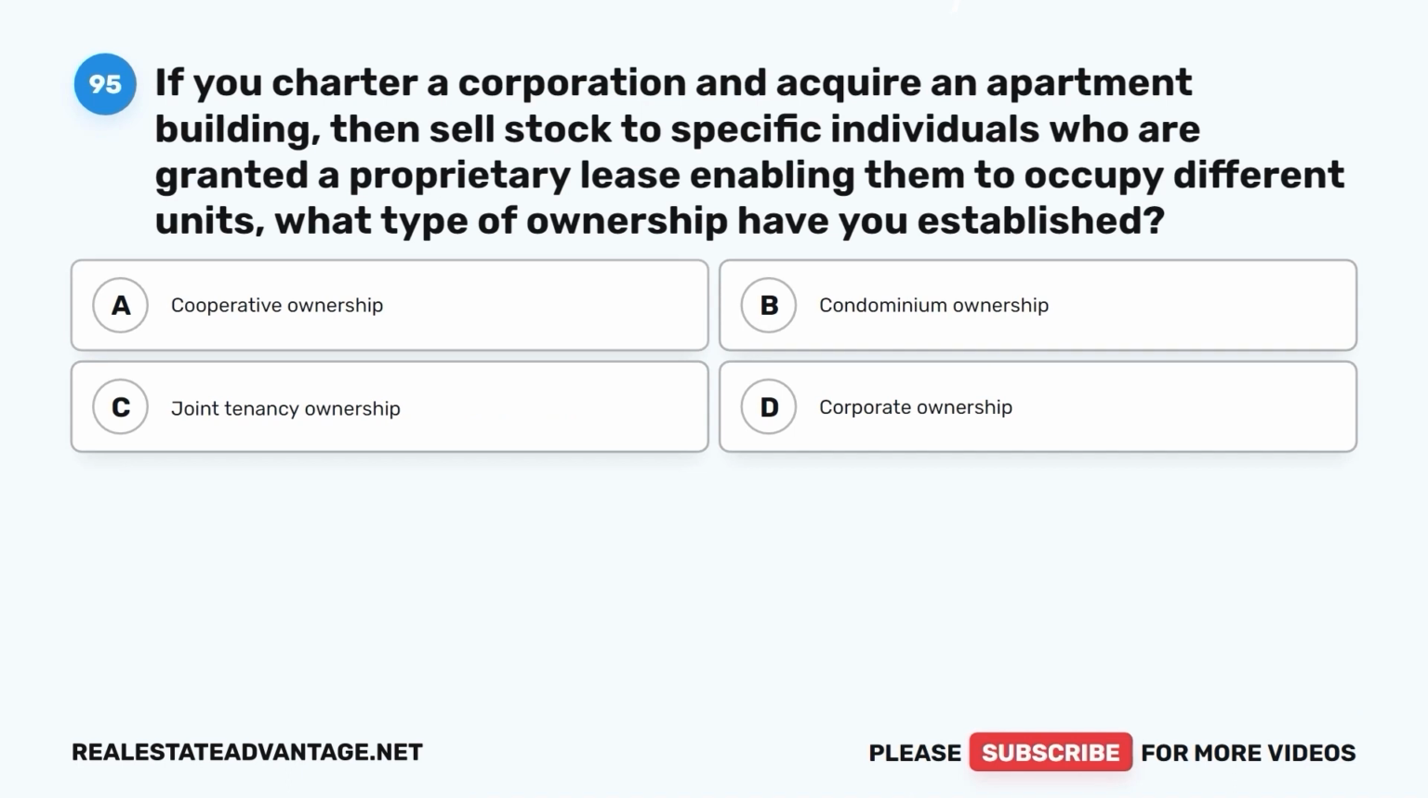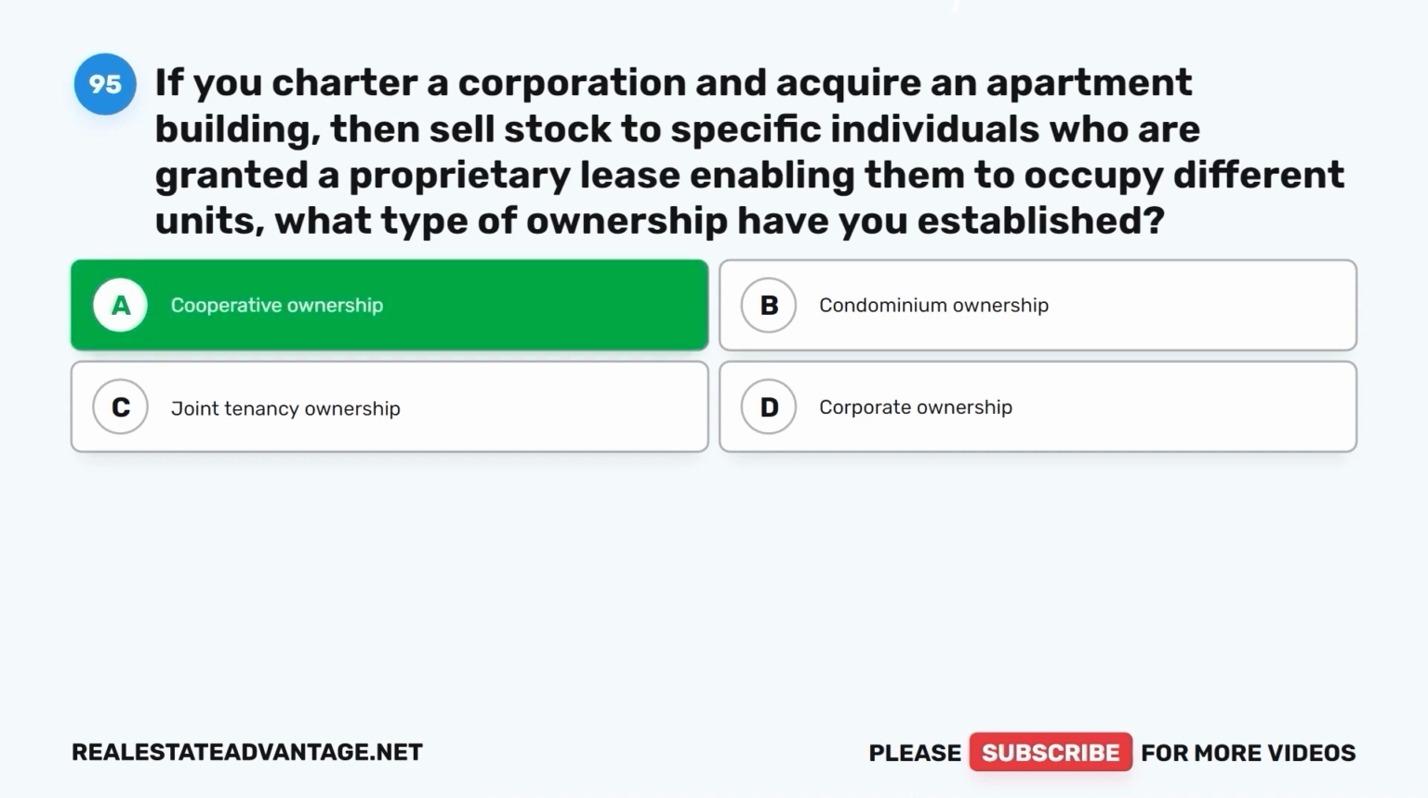Question 95. If you charter a corporation and acquire an apartment building, then sell stock to specific individuals who are granted a proprietary lease enabling them to occupy different units, what type of ownership have you established? A. Cooperative ownership. B. Condominium ownership. C. Joint tenancy ownership. D. Corporate ownership. The correct answer is A.